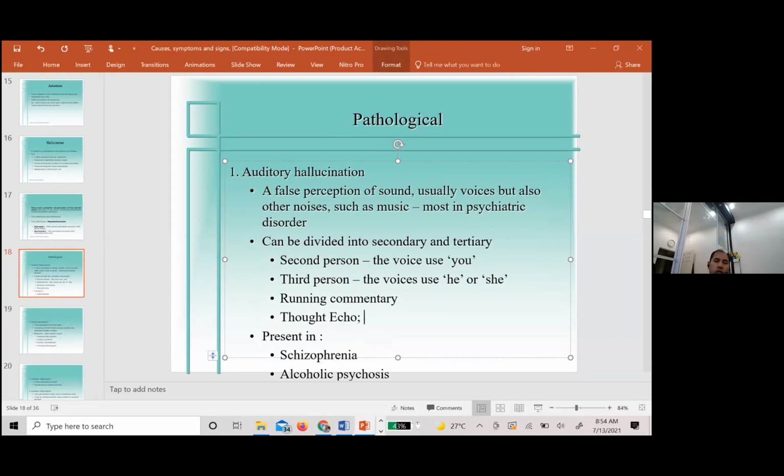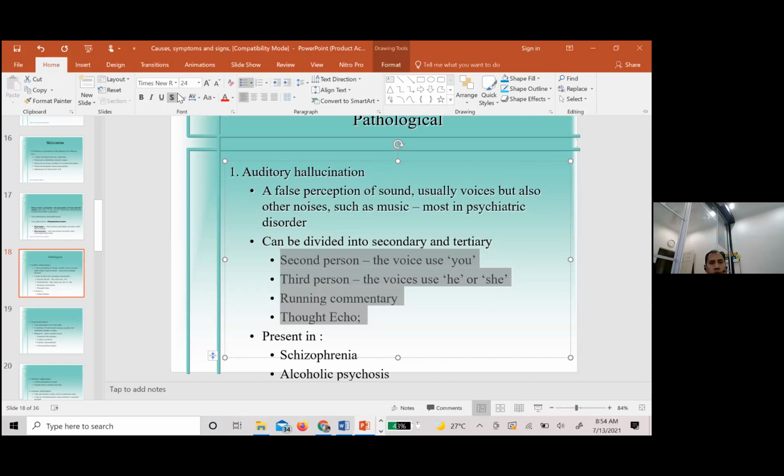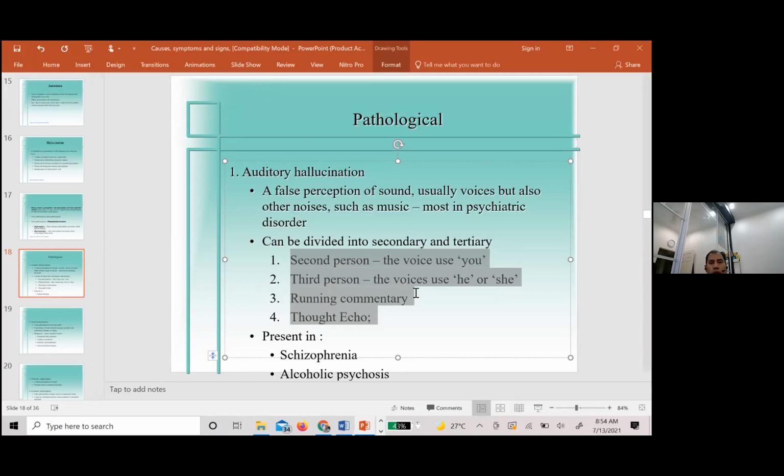Okay, thought echo. The name sounds like thought, and it should be a thought, but actually it is an auditory hallucination. It's one of the examples of auditory hallucinations. So what does it mean by thought echo? Echo, which means why this? Okay, I'll give an example. In my mind, I'm saying that why the student.